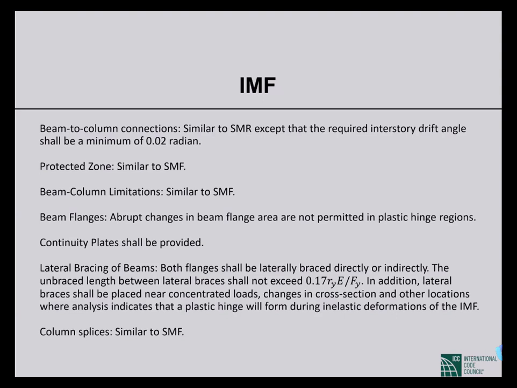Lateral bracing of beams: both flanges shall be laterally braced directly or indirectly. The unbraced length between lateral braces shall not exceed, in the previous case, it was like 0.086 probably, and this is 0.17, almost double of that. In addition, lateral braces shall be placed near concentrated loads, etc. This is similar to SMF. Okay, column splices, the conditions are similar to SMF.